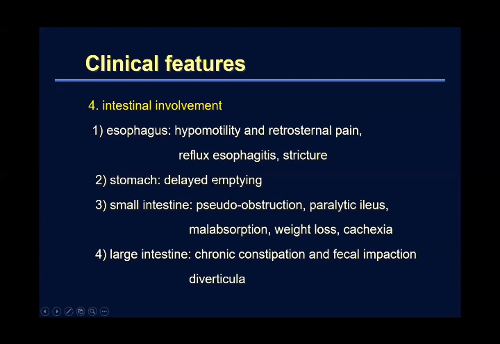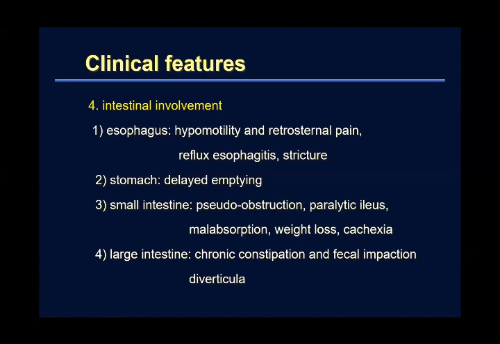In the stomach, there is delayed emptying, because the muscles of the stomach are fibrous. And in the intestine, very important, they can lead to pseudo obstruction, paralytic ileus, and malabsorption because of bacterial overgrowth, and wide mouth diverticular disease can be found. Because of the slow transit time of the gut, there will be bacterial overgrowth. Patient may have an element of malabsorption with cachexia, weight loss, and GI involvement leading to pseudo obstruction. Sometimes it can even cause intestinal rupture.